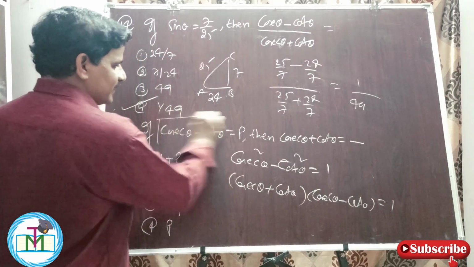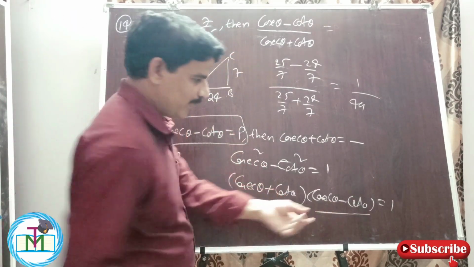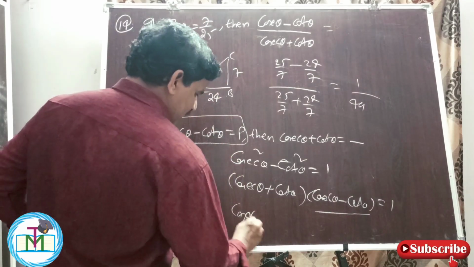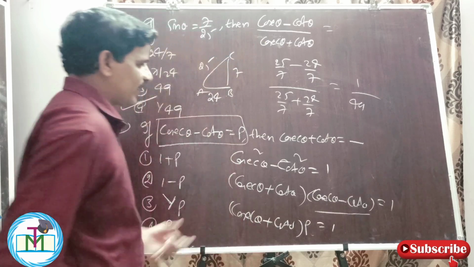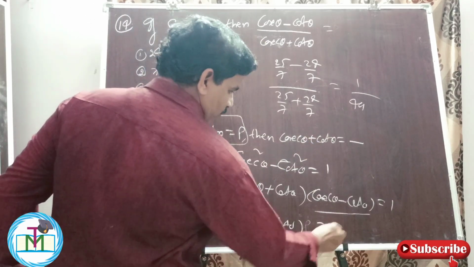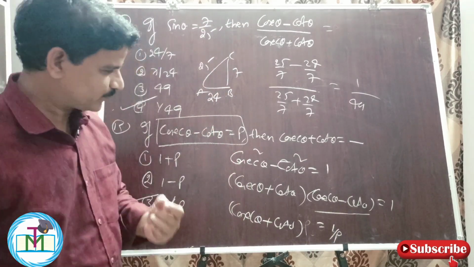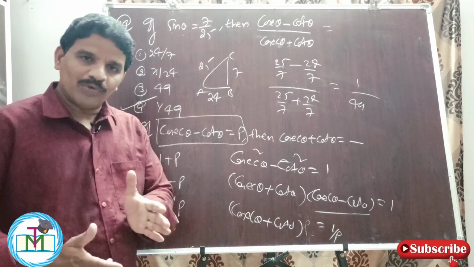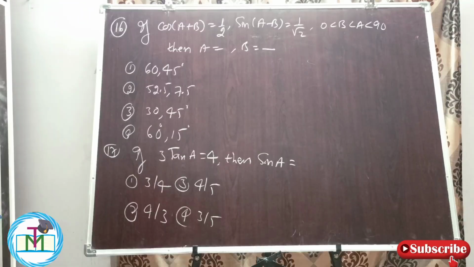What I have, cosecant theta minus cot theta, is equal to P. In this place, what do I have to write? P here. Here it remains: (cosecant theta plus cot theta) into P is equal to 1. What I want is cosecant theta plus cot theta. This P goes to that side and divides: 1 by P. Option 3, right answer. So these problems are very easy if you understand all these basics.